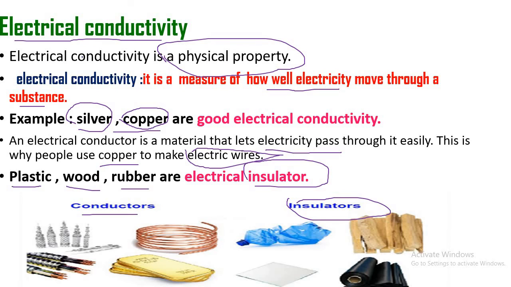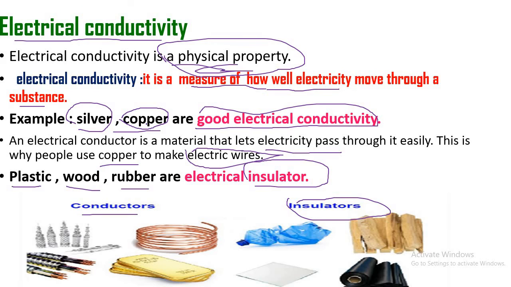Electrical conductivity. Electrical conductivity is a physical property, so I can observe it without changing the kind of matter. Some materials have good electrical conductivity, like copper and silver. So what's meant by electrical conductivity? Electrical conductivity is a measure of how well electricity moves through a substance. For example, here silver and copper, electricity can move through them very easily, so they have good electrical conductivity.